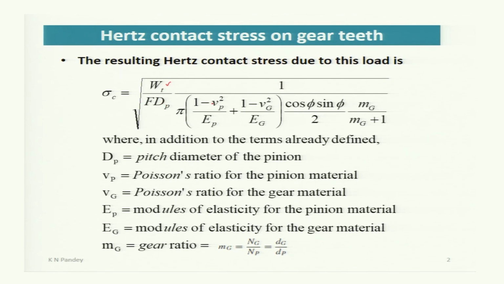by 1 divided by pi times 1 minus nu p square, where nu p is the Poisson's ratio of the pinion, divided by Ep, which is Young's modulus of the material of the pinion, plus 1 minus nu g square, where nu g is the Poisson's ratio of the material of the gear, divided by Eg, Young's modulus of the material of the gear, multiplied by cos phi sin phi divided by 2 and mg divided by mg plus 1, where mg is the gear ratio given by number of teeth on the gear divided by number of teeth on the pinion.